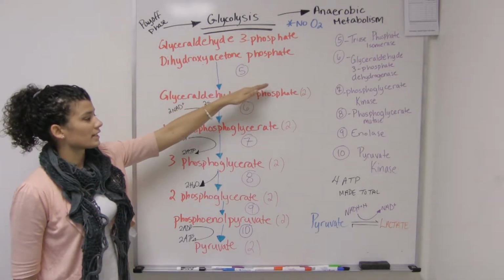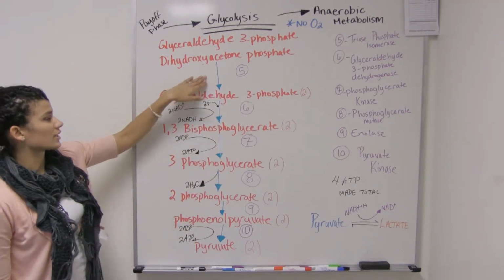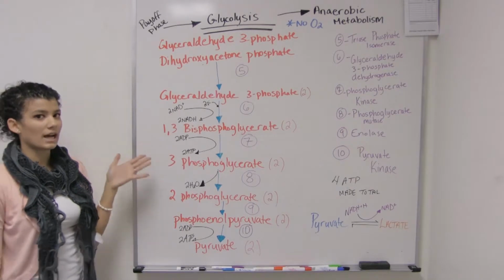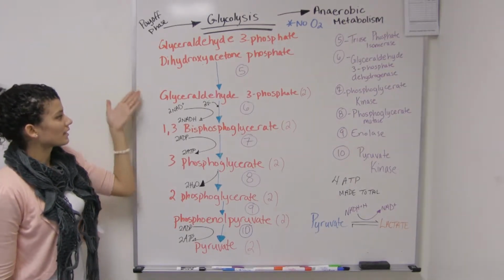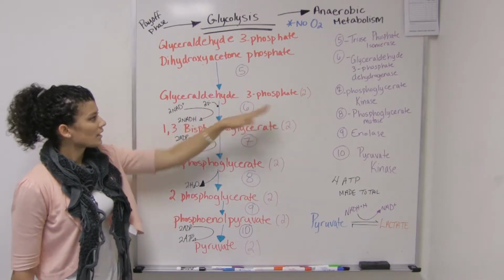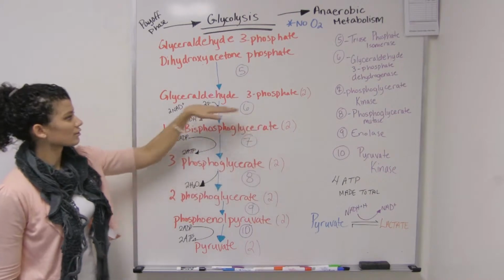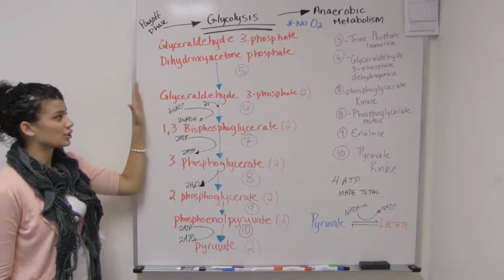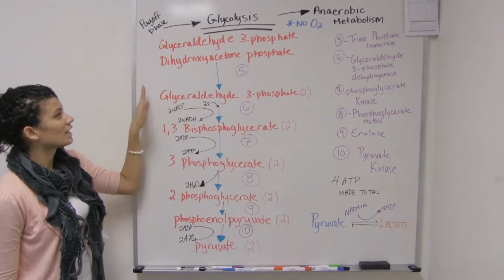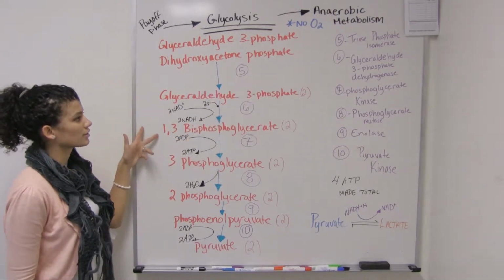So triose phosphate isomerase is going to facilitate the reaction that will convert dihydroxyacetone phosphate into glyceraldehyde 3-phosphate. At the end of that reaction, I didn't write it down twice for space, but there's a little 2 next to every single substrate from now on, just to remind you that there are actually 2 copies of each of these substrates because of the division. So glyceraldehyde 3-phosphate, we now have 2 molecules.